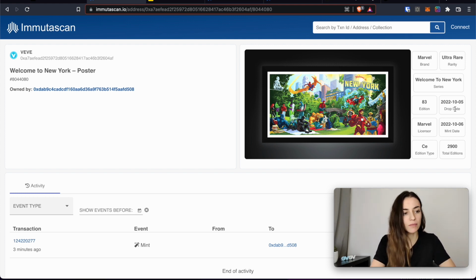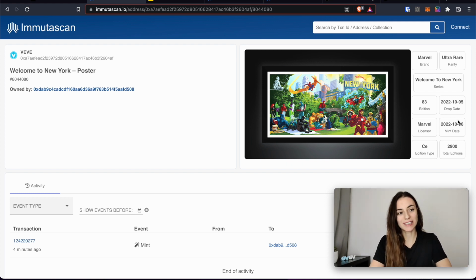So what's the difference? Basically, the drop date is the date when the NFT is released in the Veve store. So that's when the drop happens. And the mint date is the date when the NFT is actually minted on the blockchain. So that's the moment someone purchases the NFT. We know at the moment that not all of the drops sell out immediately. So in this case, we see that although the comic was dropped yesterday, this edition was minted today. We saw it four minutes ago. So that's why we have the difference in date.